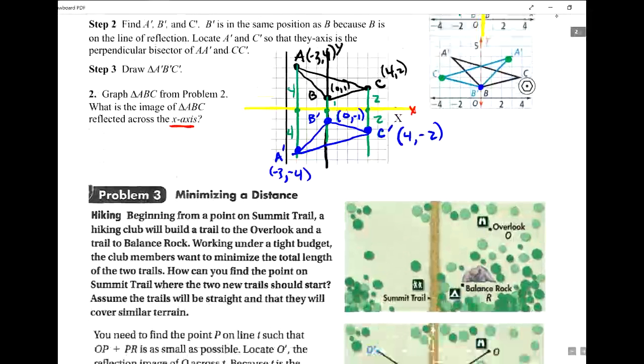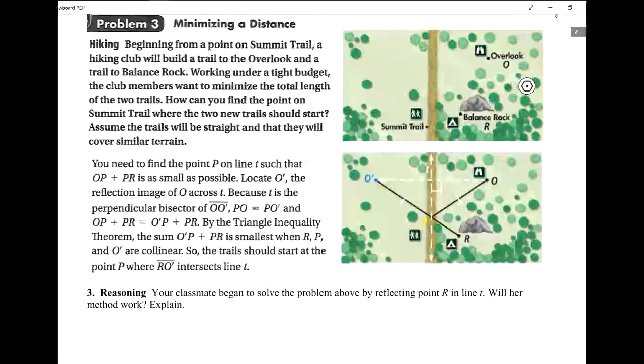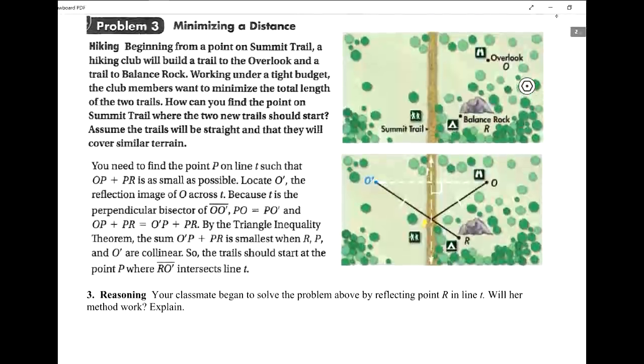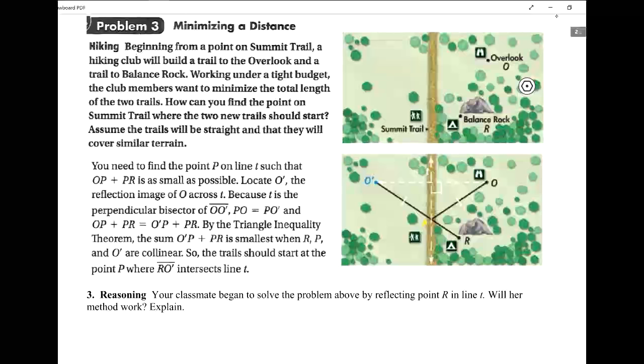All right, let's look at our next problem here. This is math being useful. Minimizing a distance. So geometry is useful here. It says beginning from a point on Summit Trail. So let's look at our trail here. Here is Summit Trail. So beginning from a point on Summit Trail, a hiking club will build a trail to the overlook. So we want to get a trail that goes over here to Overlook and a trail to Balance Rock. So we want to get here. And we have to start from Summit Trail.